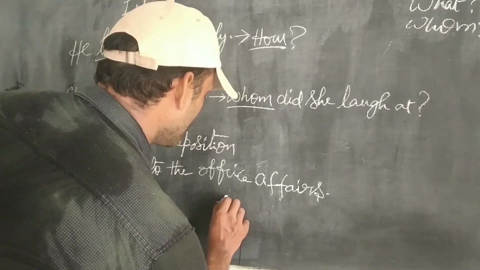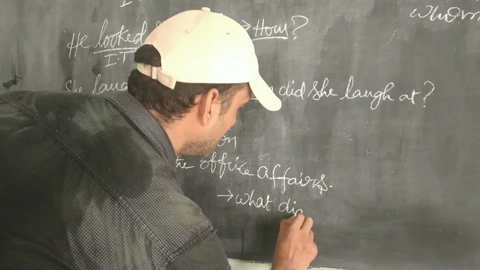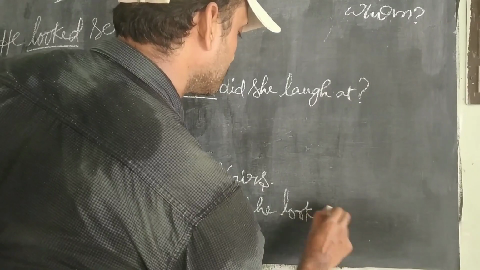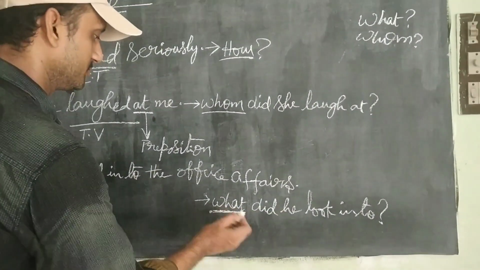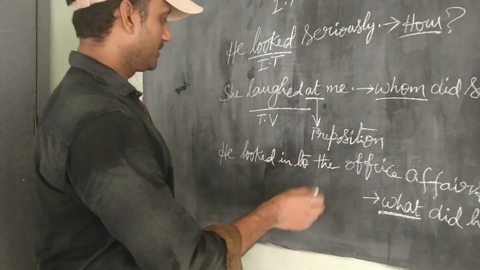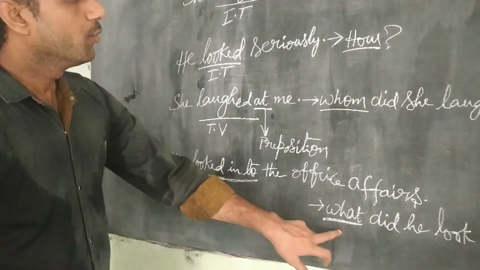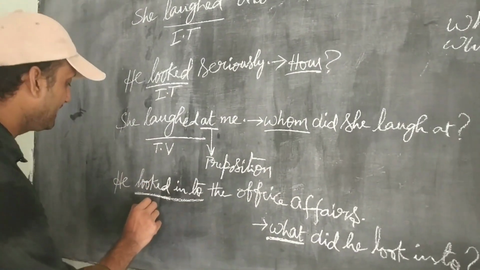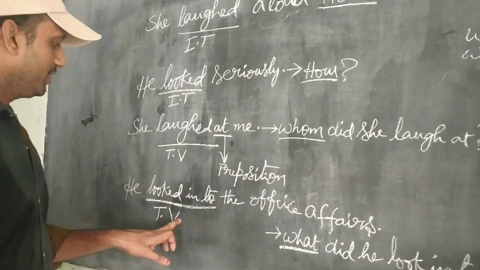How to change it into a question? What did he look into? What he is doing? He is taking care of office affairs. So we have what here. Then we have to treat it as a transitive verb. Okay?